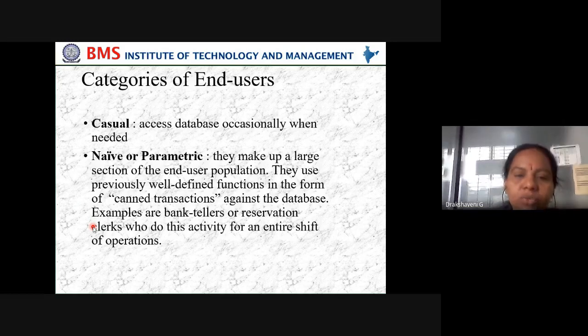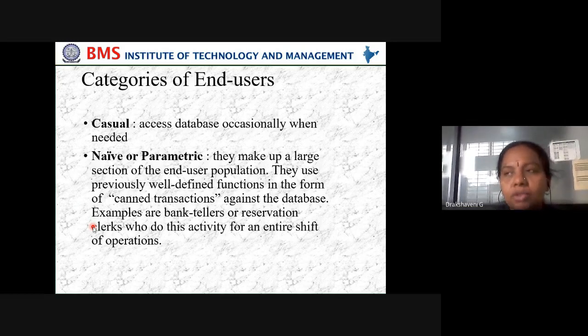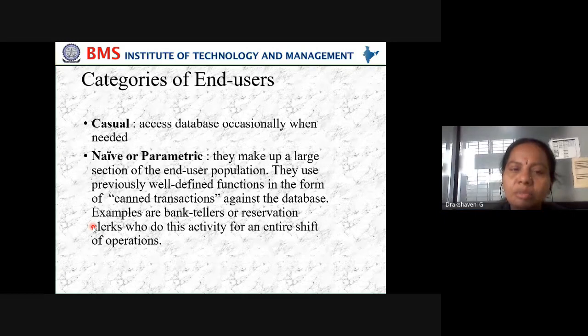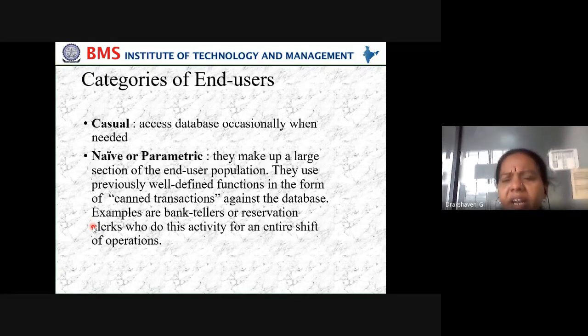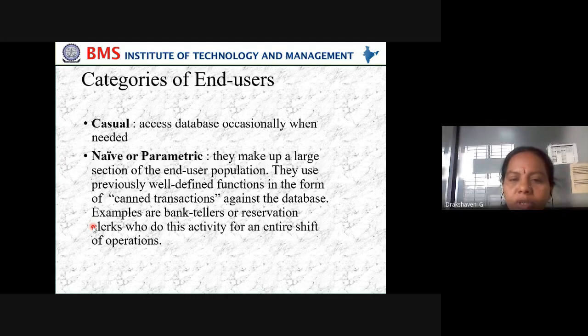Then naive or parametric users. We use WhatsApp every day, every hour. In the same way, if a third semester MCA group is created and every hour one staff member asks you to join, that is the type of database we interact with every day, every hour. That's what a naive or parametric user is. They make up a large section of the end user population. They use previously well-defined functions in the form of canned transactions against the database. Examples are bank tellers or reservation clerks who do this activity for the entire shift of operation.